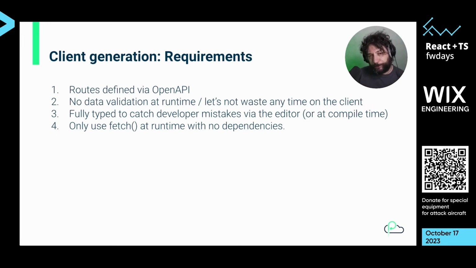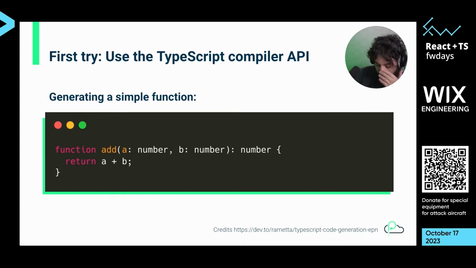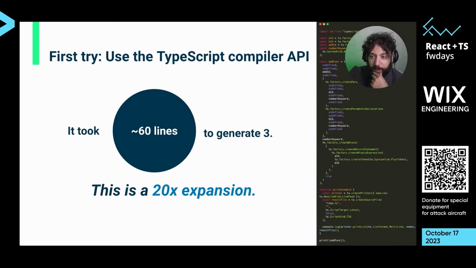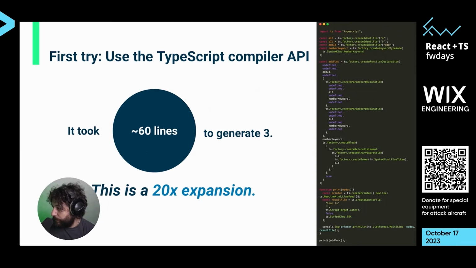Okay, so I started investigating how to generate those things. While my investigations were going on, I started with a very simple function adding two numbers, and I started looking at how to use the TypeScript compiler API. And now I can't understand this. If you look at the right side, I probably need to move myself. Here we go. Let's look at the right side.